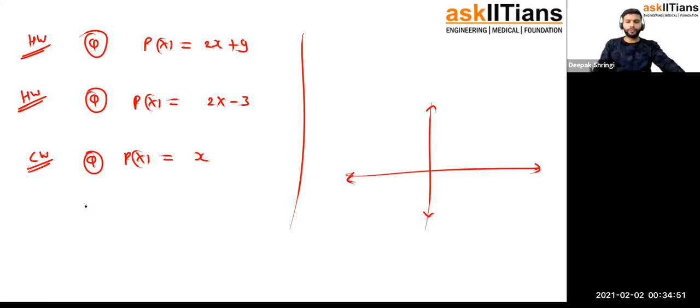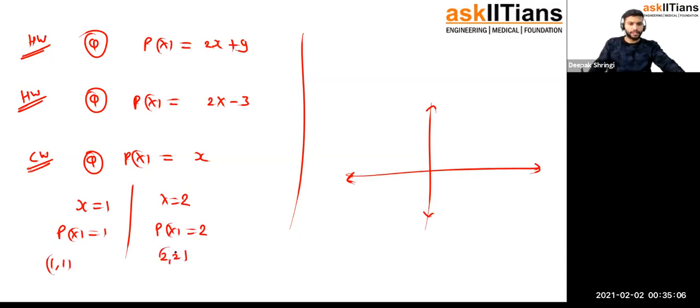You need to put the value of x to get the value of y, or to get the value of P(x), right? You put, let's say, x = 1. You get P(x) = 1 as well. If x is 2, P(x) will also be 2, right? That means the points that we got are (1, 1) and (2, 2), right guys? So (1, 1) will be somewhere here, and (2, 2) somewhere here. You join these two points, you get the graph of the polynomial.